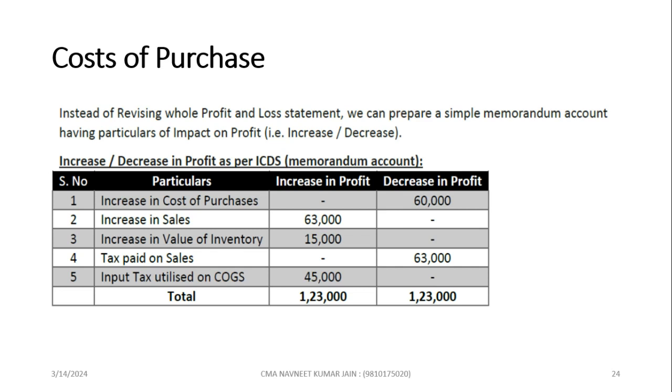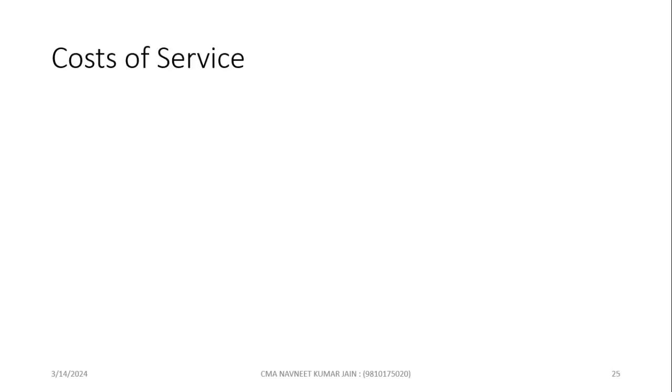Now coming to the cost of purchase, instead of revising the whole P&L account, we generally prepare a simple memorandum account. This is the same presentation, which is showing the increase and decrease in profit. And you can see that at the end of both the columns, increase in profit and decrease in profit, it nullifies each other. So again, there is no impact on the profitability. This is the purpose of actually preparing this memorandum account.